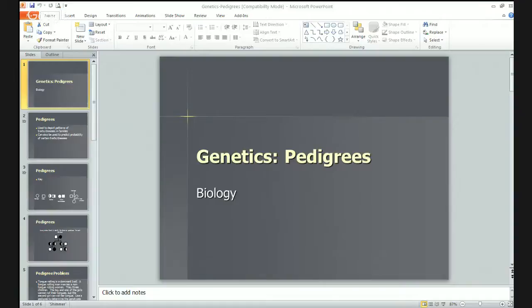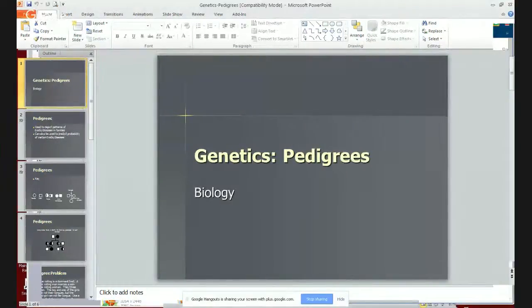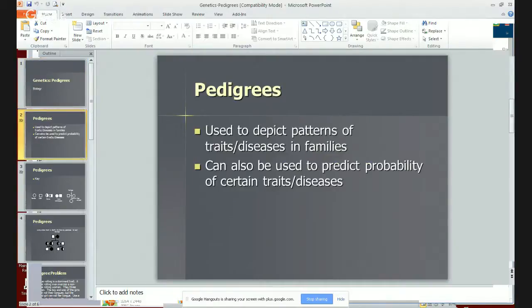Good morning. So we're going to talk about pedigrees today. This is a way that geneticists and people can track traits. What they actually use them for in the real world today is for tracking diseases and disorders throughout families. So it's kind of like a family tree.